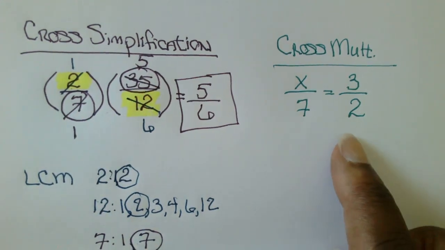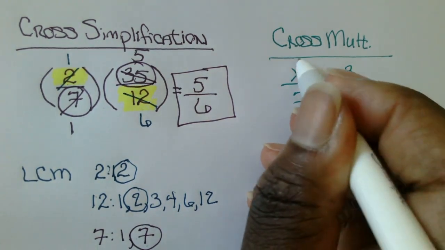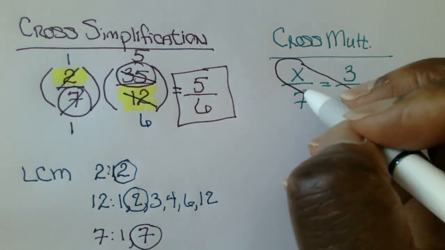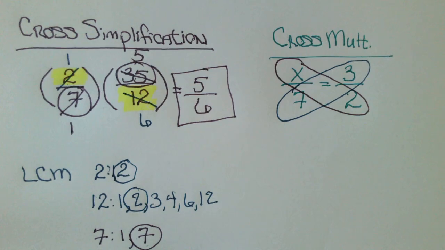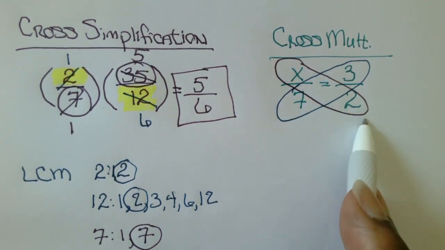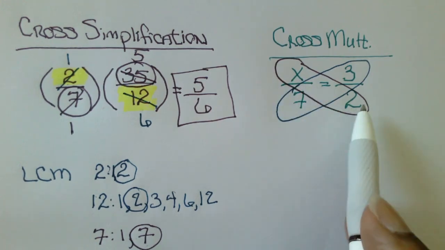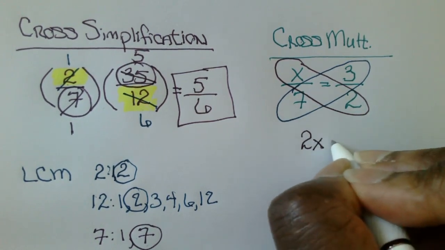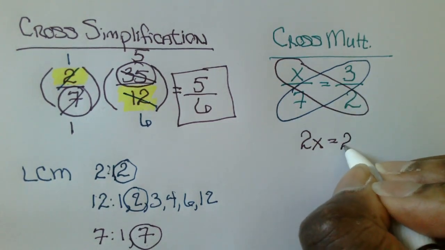So when you cross multiply, this is when teachers like to use that word butterfly effect. Heard of that? So what we're doing is cross multiplying. I like to start with the one with the variable. So x times 2 or 2 times x gives me 2x, and then 7 times 3 gives me 21.